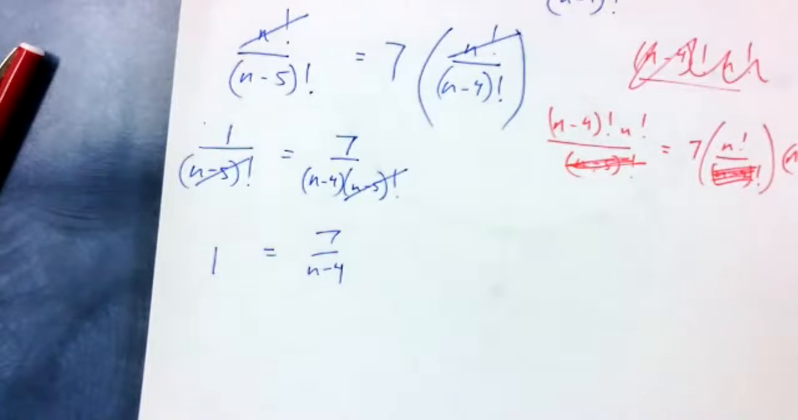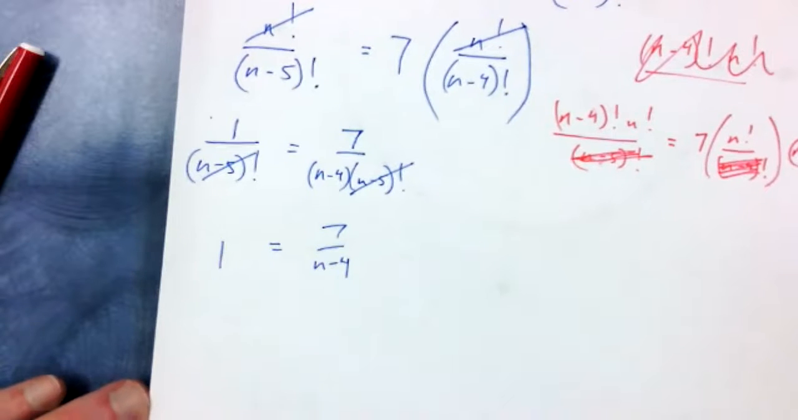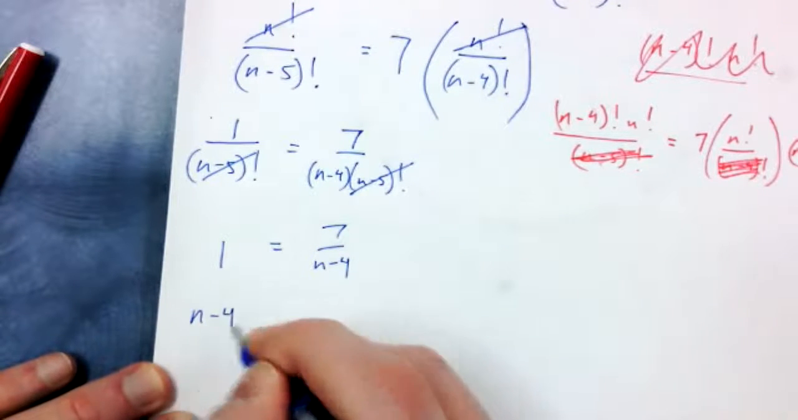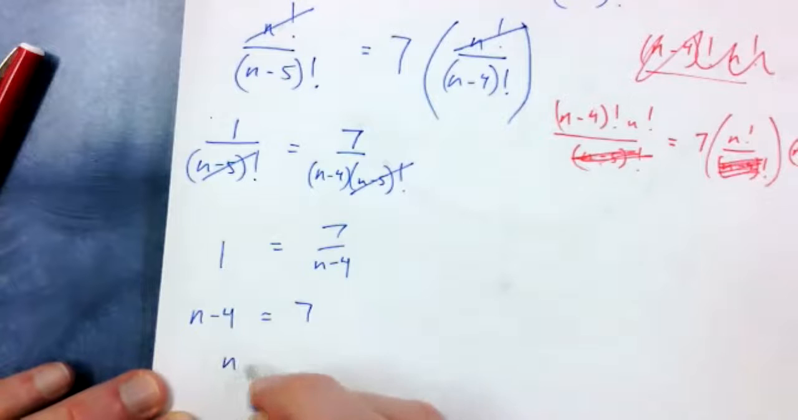And now we're off to the races, as my mom would say. My granny would say, now we're cooking with gas. Multiply both sides by n minus 4. You've got n minus 4 on the left, cancels on the right.